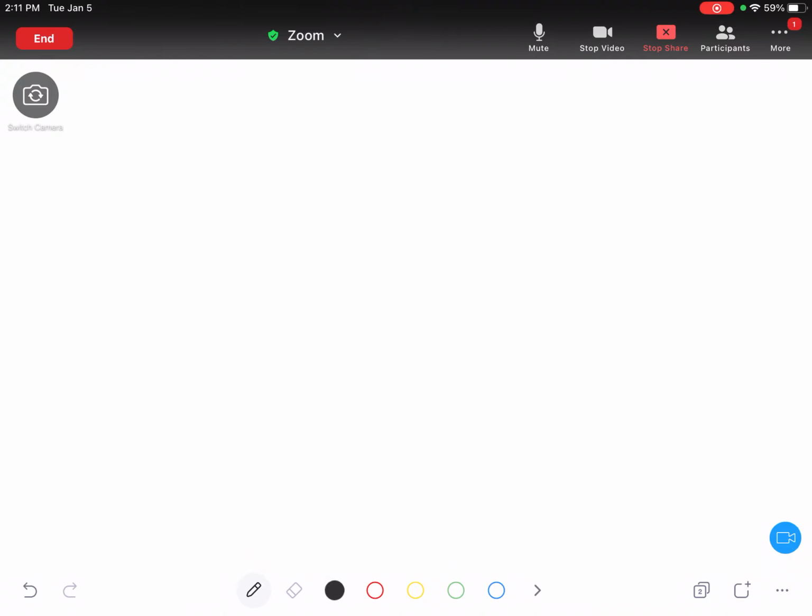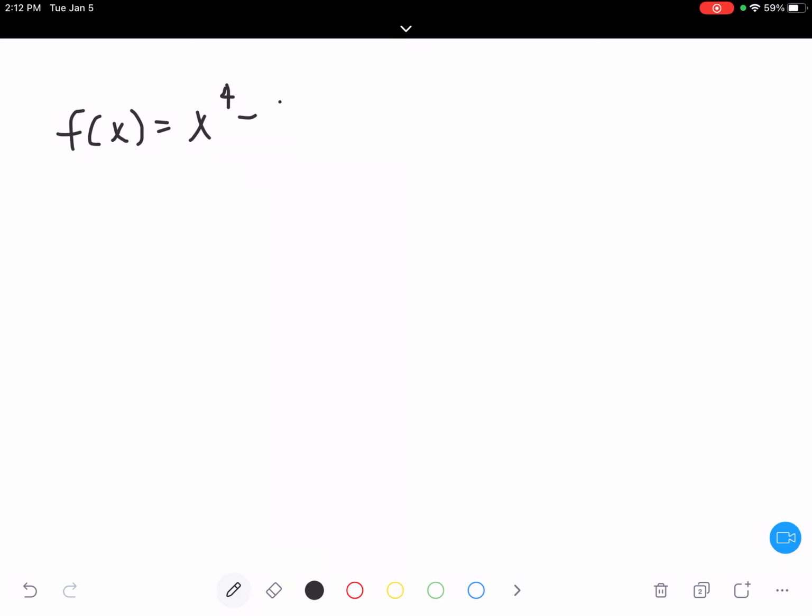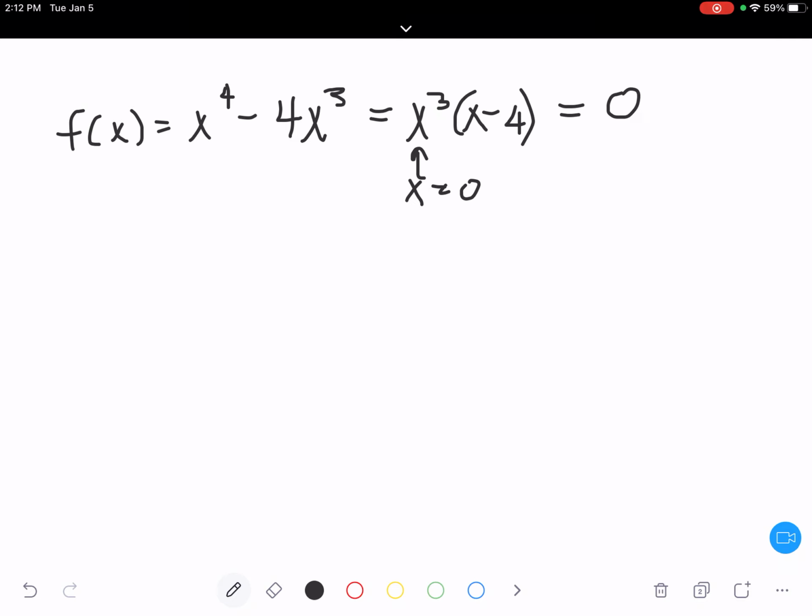So the next problem I want to do is f of x equals x to the fourth minus 4x cubed. And one of the things that I really like about this function is that it has multiplicity in it, right? This is really x cubed times the quantity x minus 4. Okay, and if you guys don't remember what multiplicity is, that's when in algebra 2 you set something equal to 0, and you're like, okay, well, this one's equal to 0 at x equals 0, and this one's equal to 0 at x equals 4. But because it's a fourth degree function, this is actually considered a triple zero because of the x cubed.